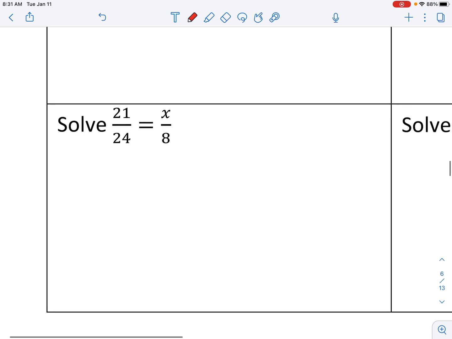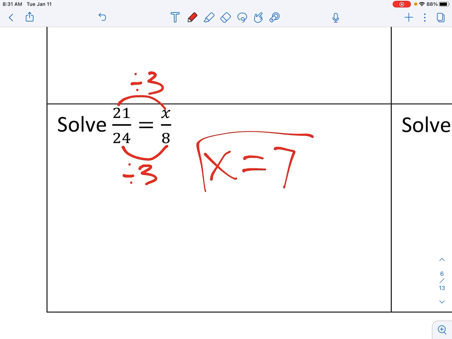Next, we're going to the bottom. And how do we get from 24 to 8? We divide by 3. So we have to do that on the top. We have to do 21 divided by 3, which is 7. So we get x equals 7.